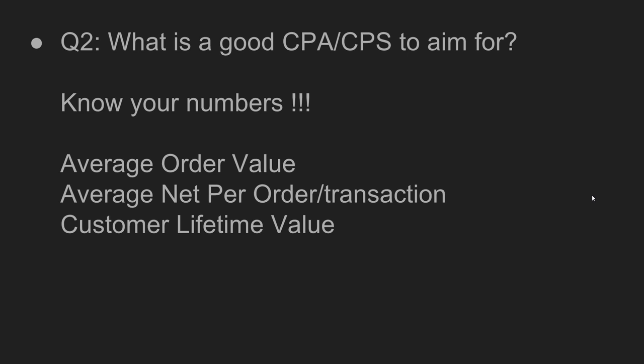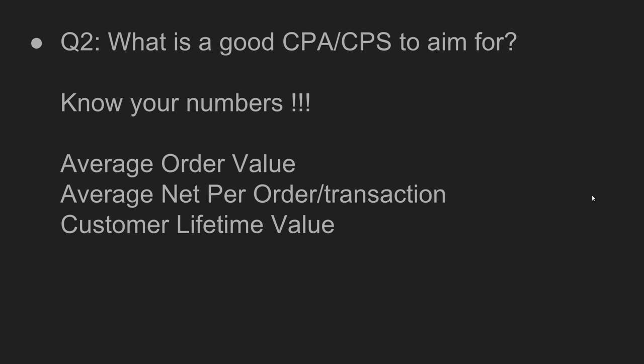So you have your average order value, you have the average net per order or transaction, and you have your customer lifetime value. So the average order value is basically how much each customer is buying from your website. So it's pretty much how much sales you're making. You divide that by the number of transactions, and you have your average order value. So if you sold today for $1,000 and you have like 20 sales, you do $1,000 divided by 20 sales, and that's like $50 average order value.